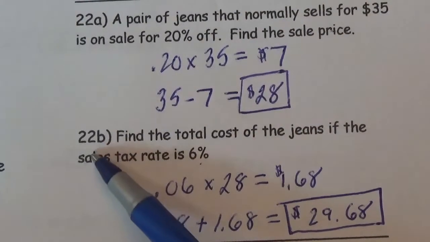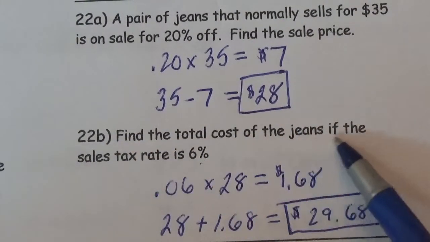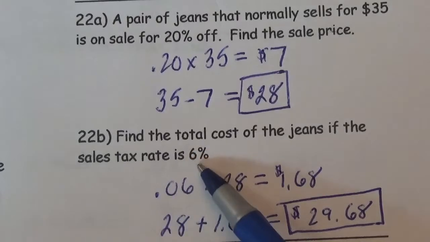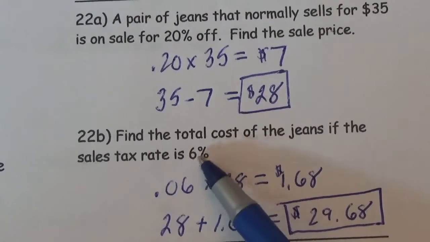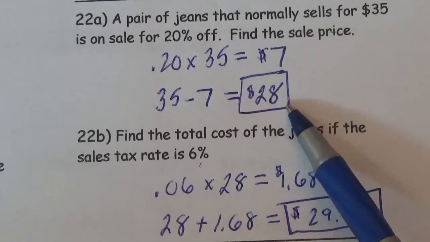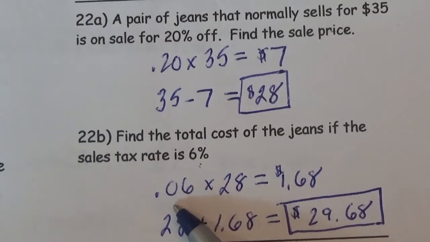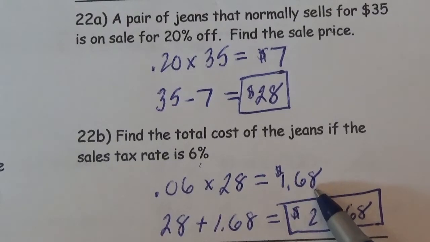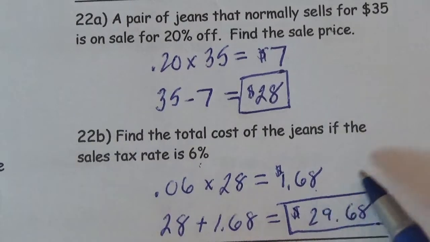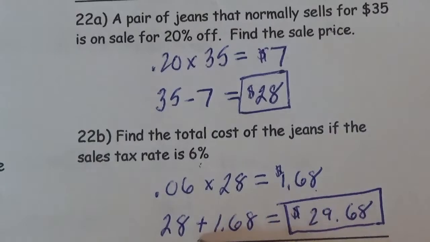All right, 22B, find the total cost of the jeans if the sales tax is 6%. So same idea, find 6% of your 28. So 0.06 times 28, you're getting $1.68. That's the tax. Now that you have to pay, so you have to add that to your price. So 28 plus the tax, you're up to $29.68.